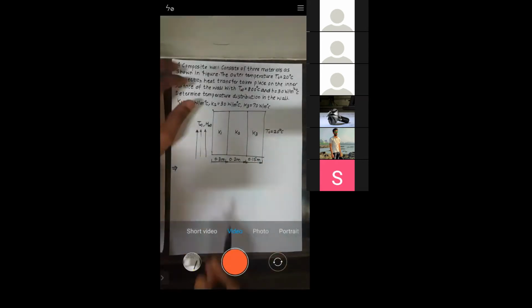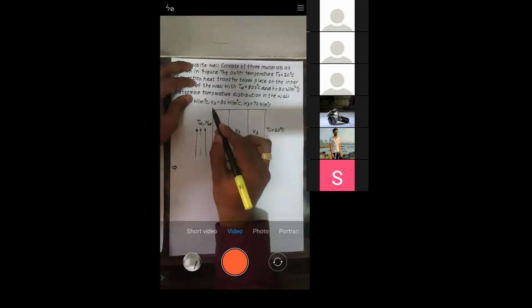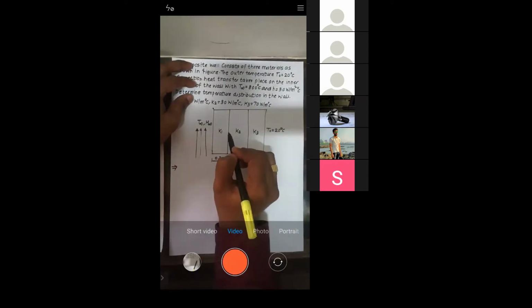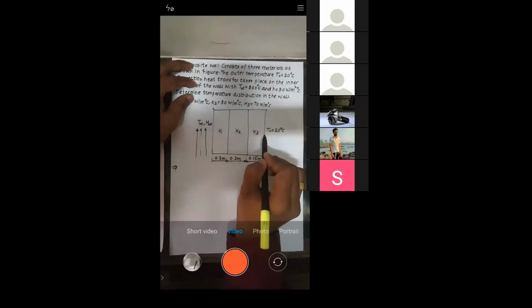Yes or no? Heat will be transferred from this region to this phase by convection. From this phase to this phase, and again from this phase to this phase, by conduction. Right? And further heat will not transfer.